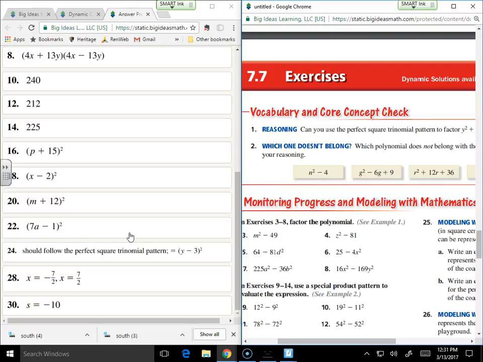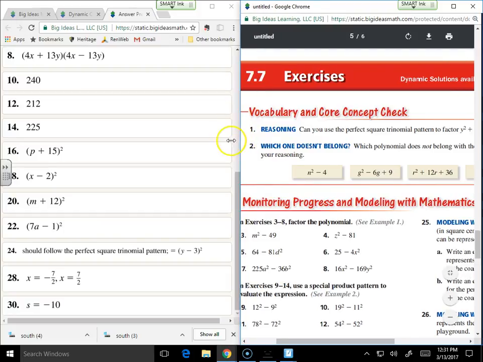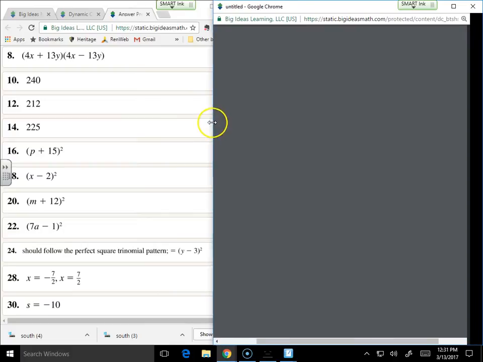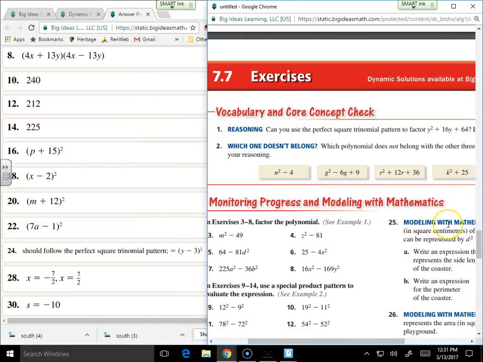As we get started to go over these questions, let me go ahead and first of all zoom in on number 2. On number 2, kiddos, we were supposed to figure out which one does not belong.